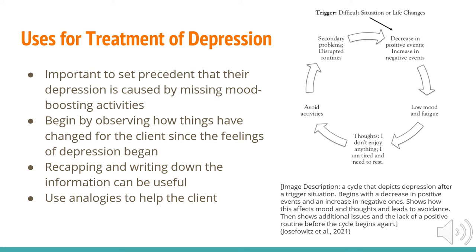The image to their right is a cycle that depicts depression after a trigger situation. It begins with a decrease in positive events and an increase in negative ones. It shows how this affects mood and thoughts and leads to avoidance. Then it shows additional issues and a lack of positive routine before the cycle begins again.